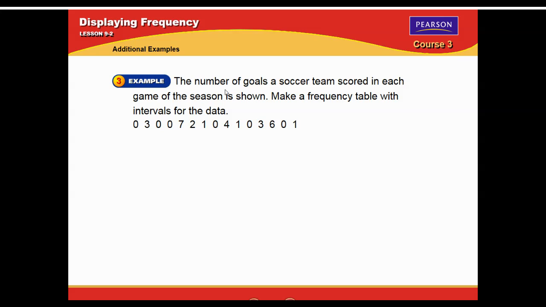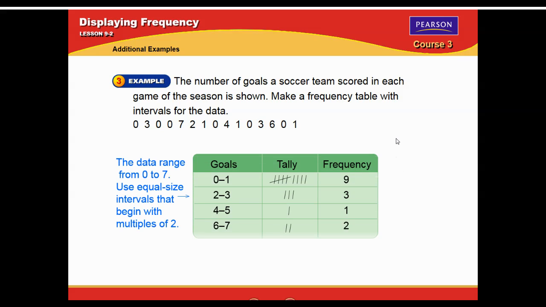So for example, here we've got the number of goals a soccer team scored in each game of the season. So we can see they scored 0 goals, 3 goals, 0, 0, 7, 2, and so on. We've got it all listed out here. And what we can do is make a frequency table to break it up. So I'm just going to show you the example here. So here's a frequency table.